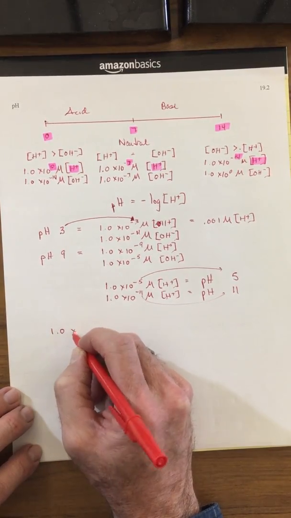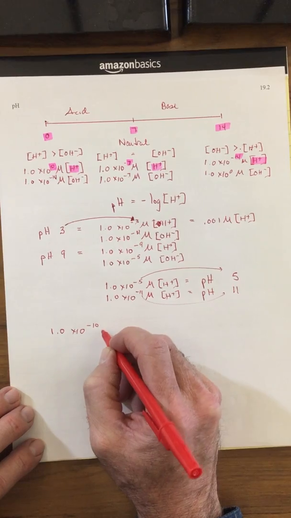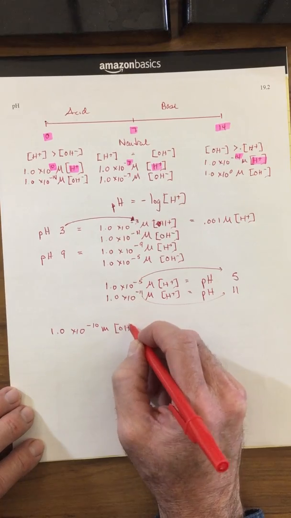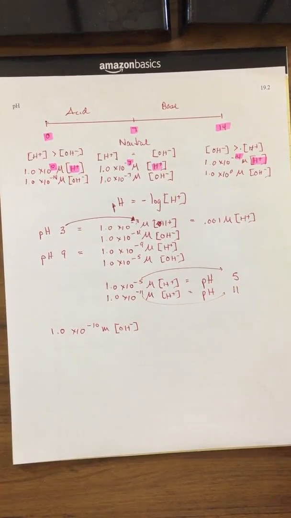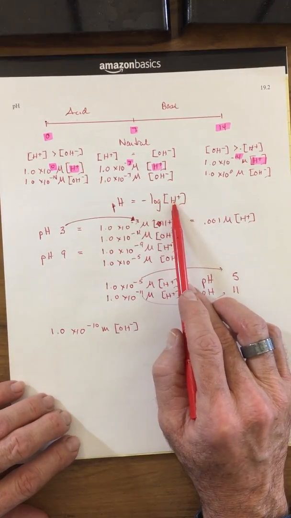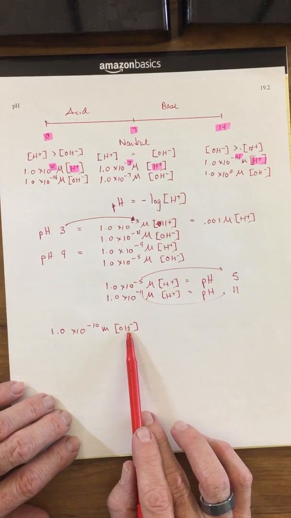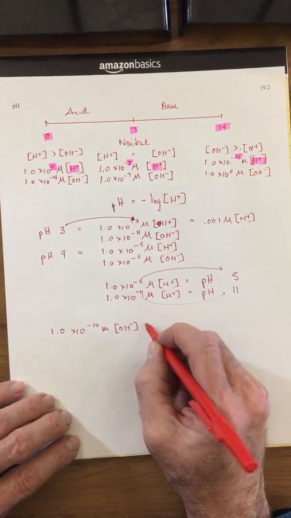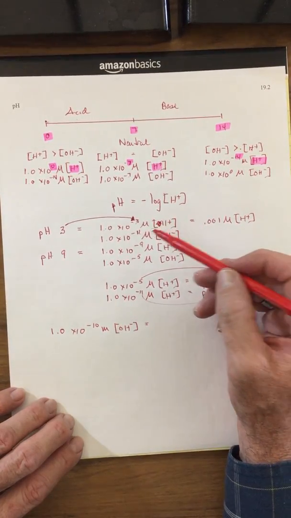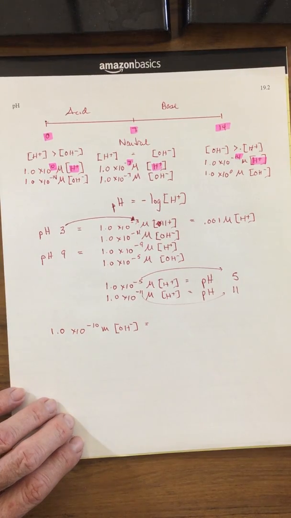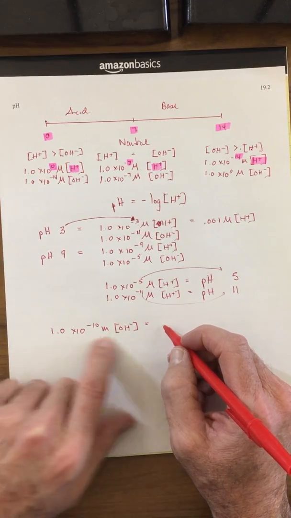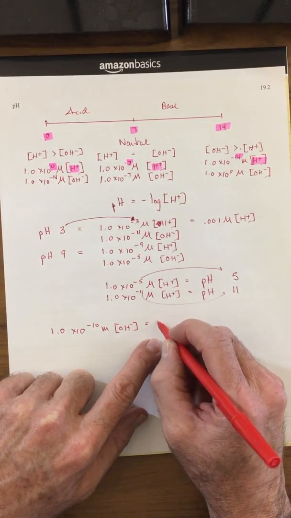1.0 times 10 to the minus 10 molar of OH minus. Well, remember, this pH scale works with the log of the H, but notice how I don't have my H plus concentration. I first need to figure out what my H plus concentration is. Well, remember that your exponents are going to be adding up to 14. So if this is my concentration of base, what's the concentration of my acid going to be?